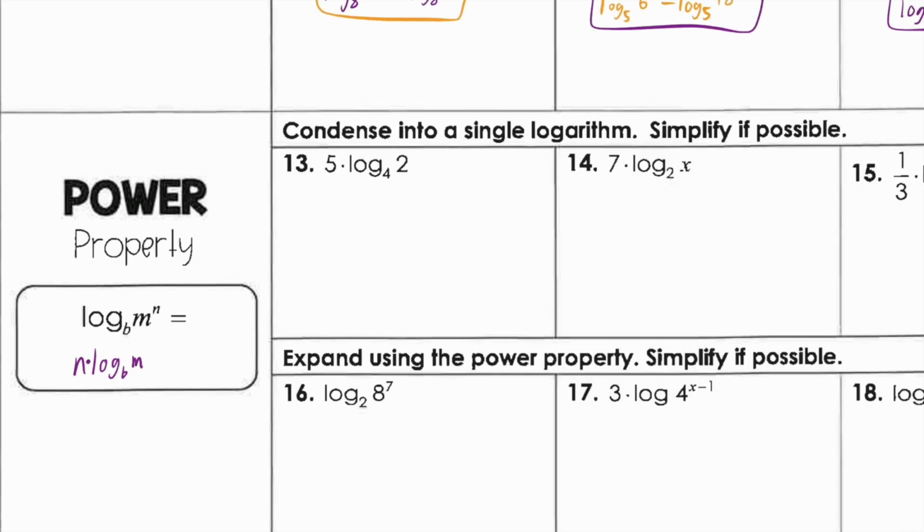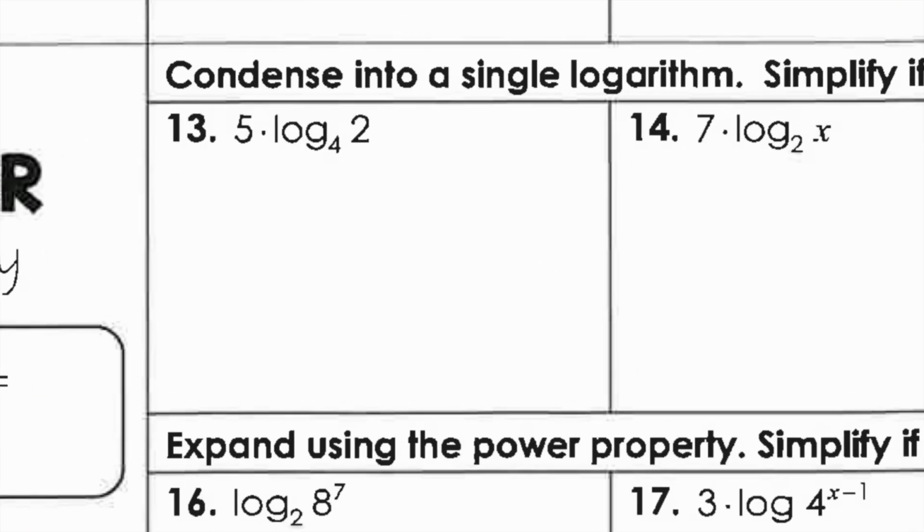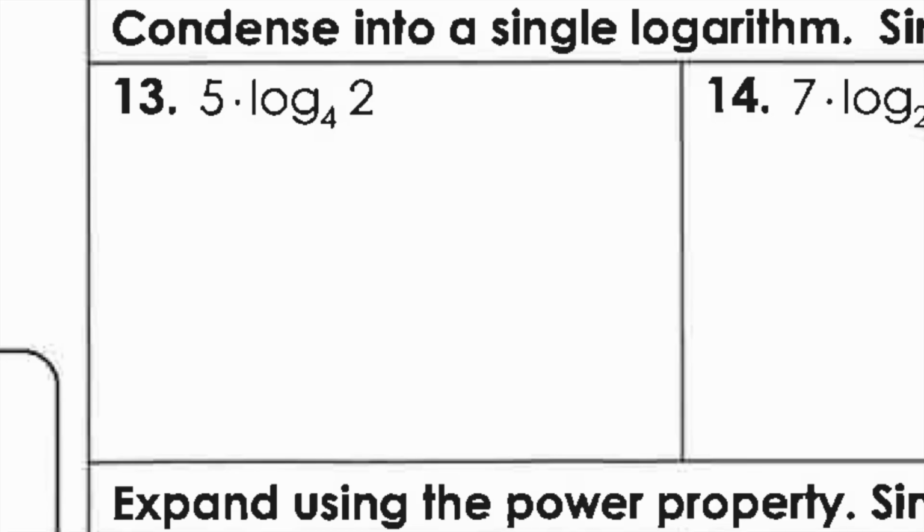So on 13, 14, 15, we will condense. So on 13, 5 times log base 4 of 2 is really log base 4 of 2 to the 5th. We put the 5 back in the exponent spot. And now we can actually do 2 to the 5th, so we will. That's our simplifying we'll do. Log base 4 of 32. We won't go any further, do any change of base or anything like that.